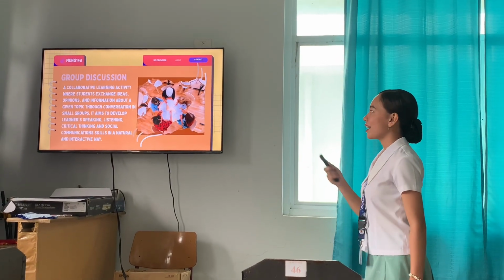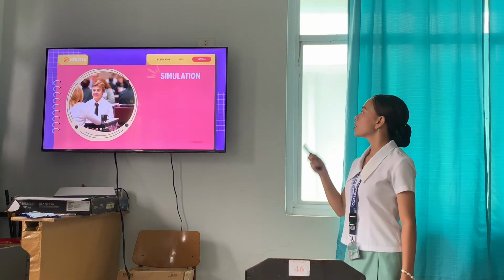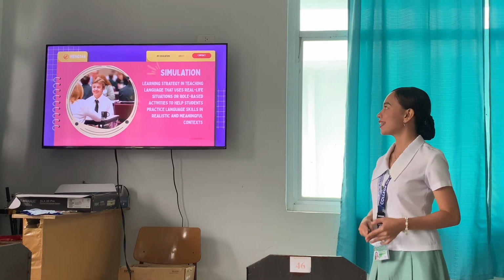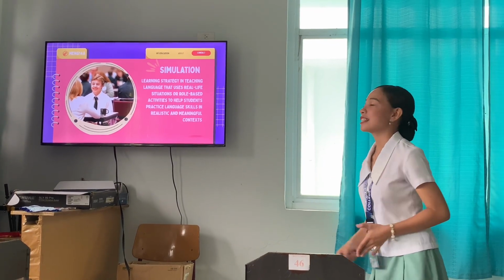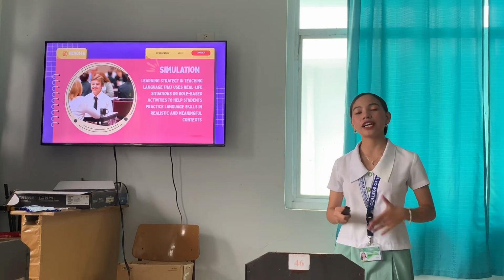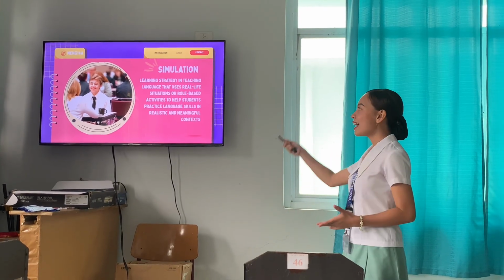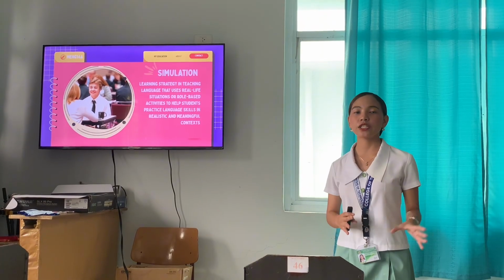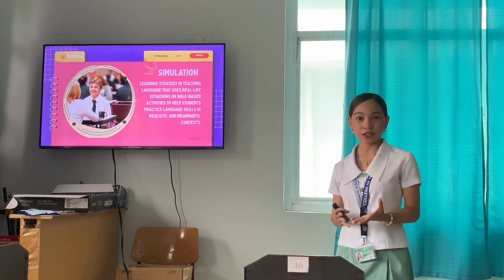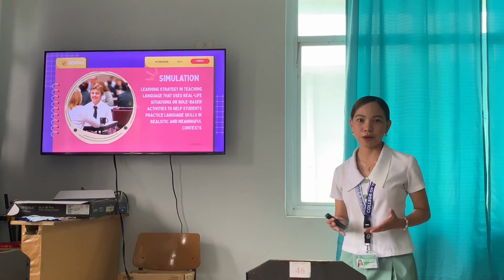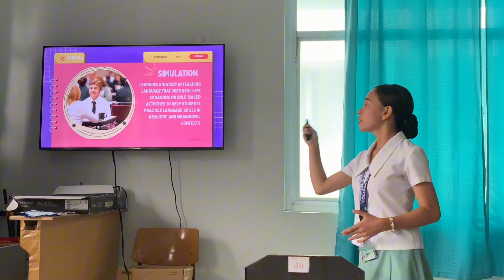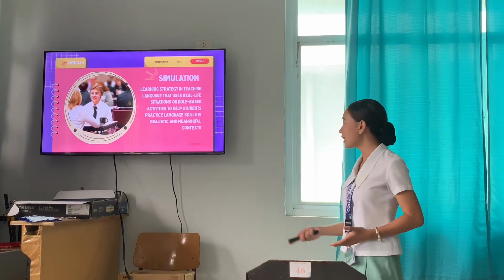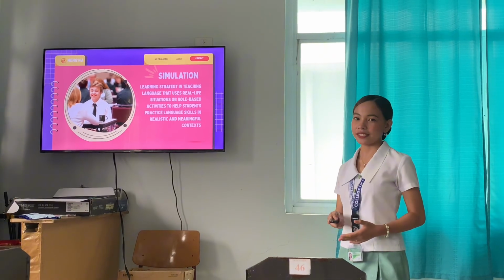The next learning strategy is the simulation. So what is simulation? Simulation is a learning strategy in teaching language that uses real-life situations. As a teacher of English, you can use this strategy by relating or connecting the lesson to a real-life situation, where the students can learn faster because they are already experiencing that kind of situation. These are oral-based activities that help students practice language skills in realistic and meaningful contexts.